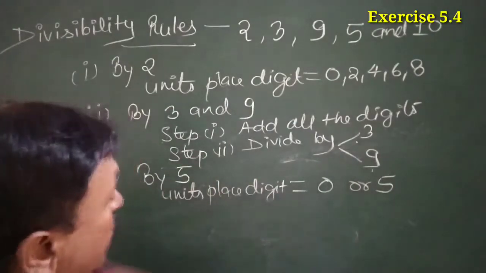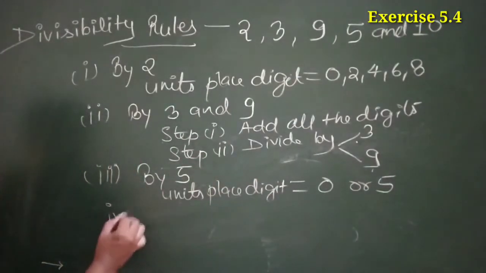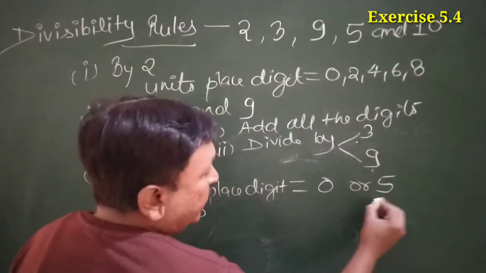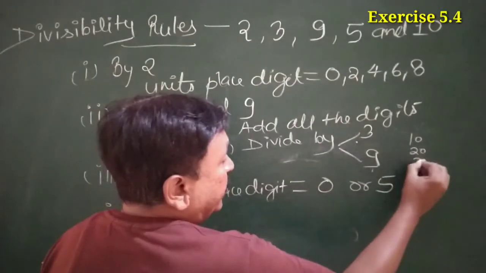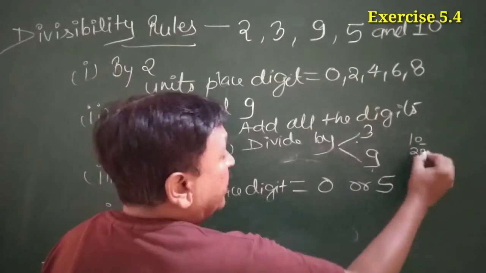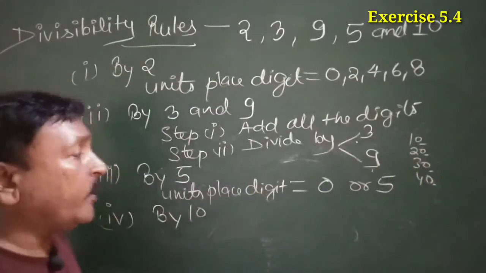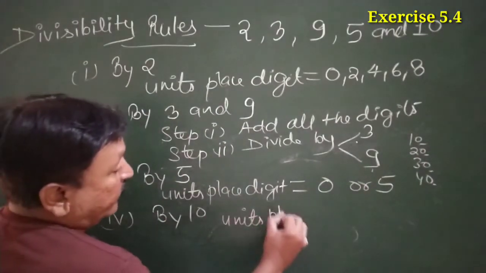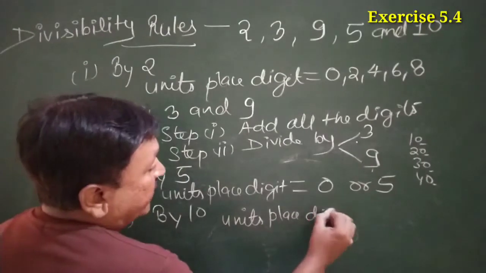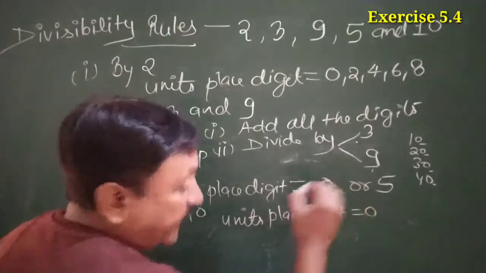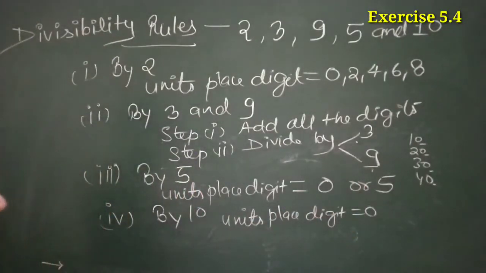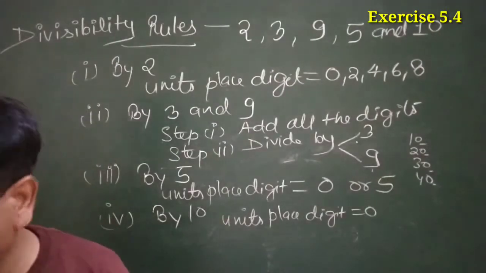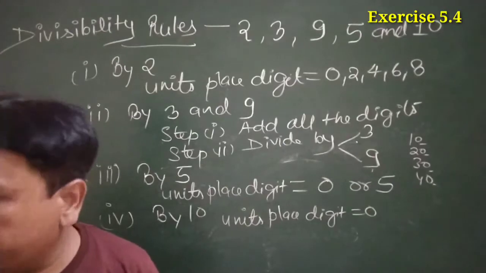Now see the last rule, by 10. If you see the table of 10: 10, 20, 30, 40, at the unit place 0 is coming. It means if any number's unit place digit is 0, then that number is divisible by 10, otherwise that number is not divisible by 10. Hopefully you have understood.